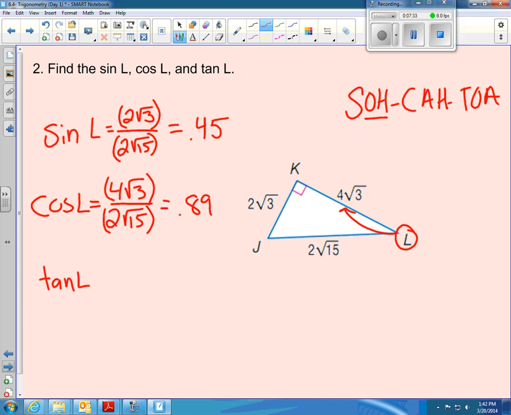All right, last we have tangent of L. Tangent is opposite, so we said that's our 2 square root of 3 over adjacent, 4 square root of 3. Hey, we just finished talking about with 30, 60, 90 triangles and 45, 45, 90 triangles. If you have a square root in the top and the bottom, it cancels. So we have 2 over 4, which gives us 0.5.